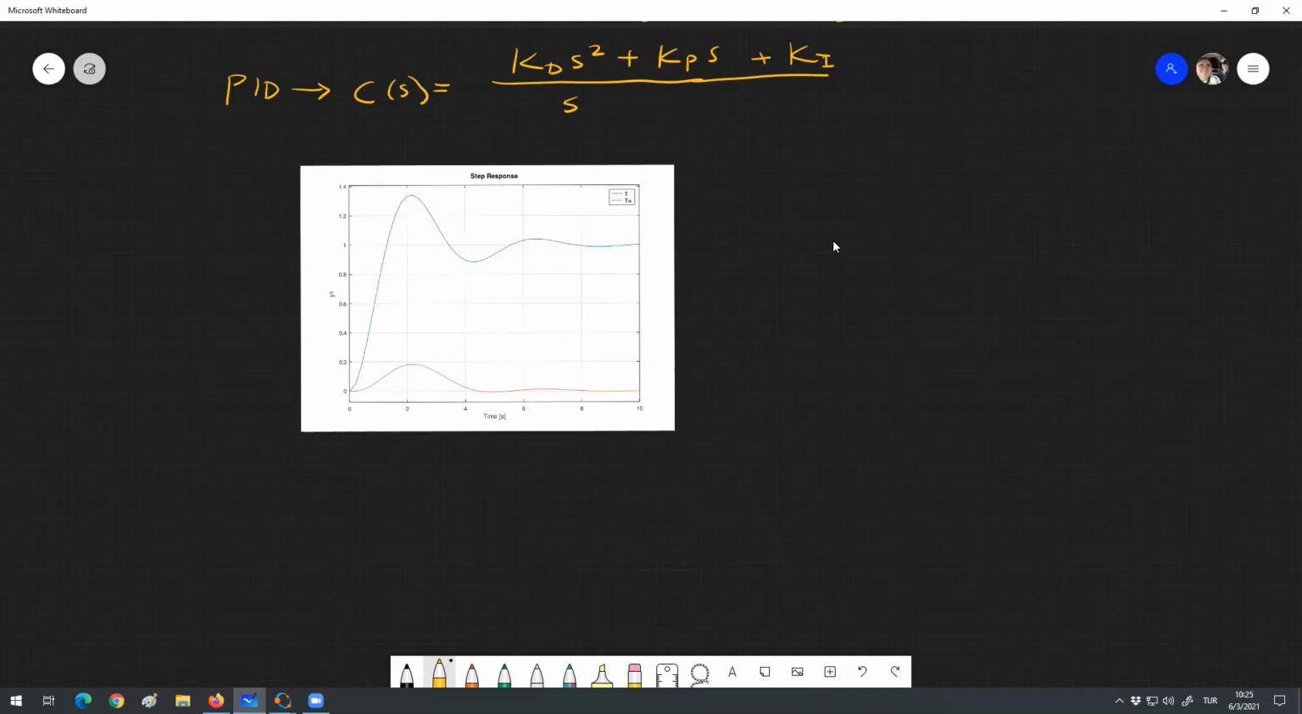And also for mechanical systems, derivative term adds damping to the system, which is usually desirable, in terms of controls, that is.